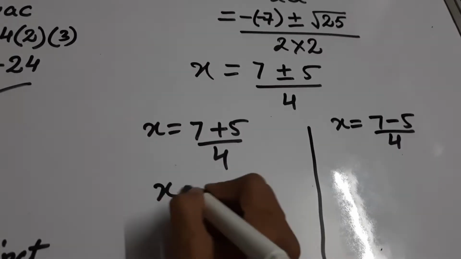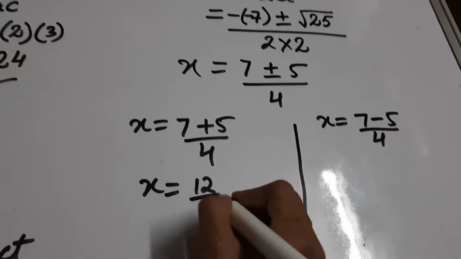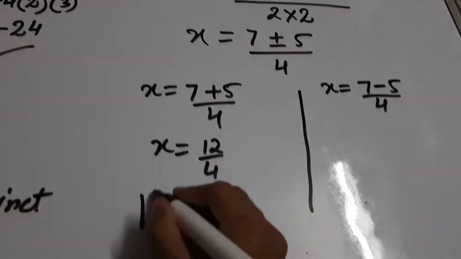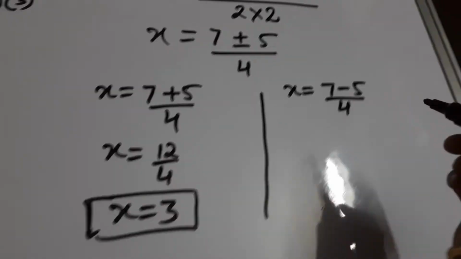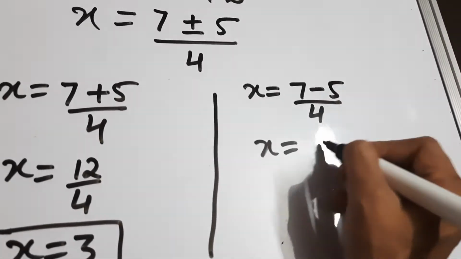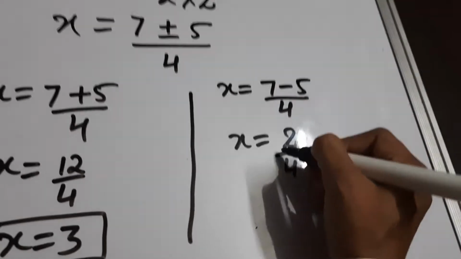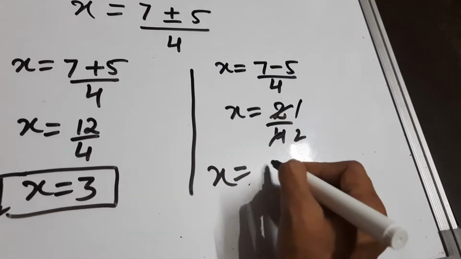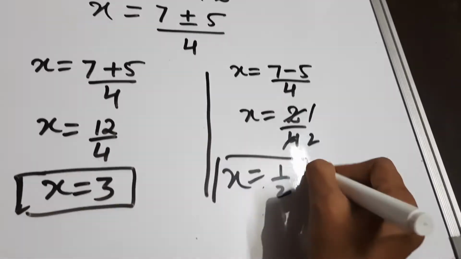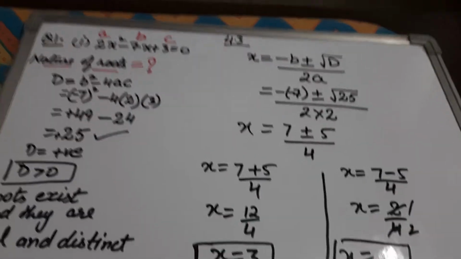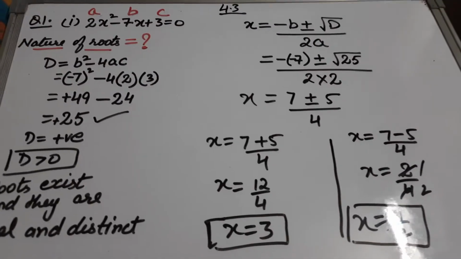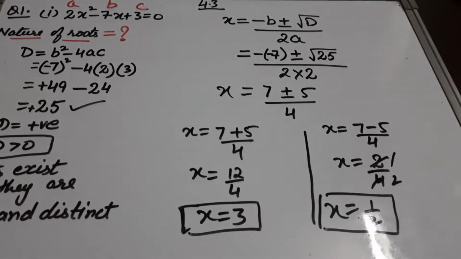So let us solve it. x is equal to 12 by 4. By reducing it we'll get x equals 3. This is one root, and from here we'll get x equals 2 by 4. When we reduce it, 2 1s are 2 and 2 2s are 4, we'll get x equals 1 by 2. So in this way we can use this quadratic formula to get the roots of the equation.